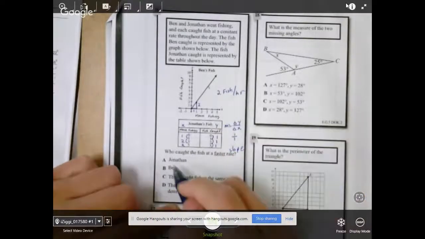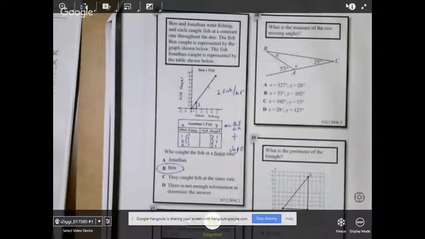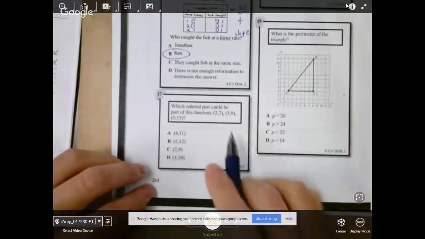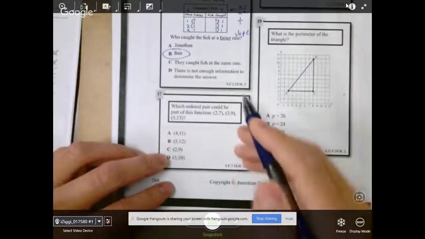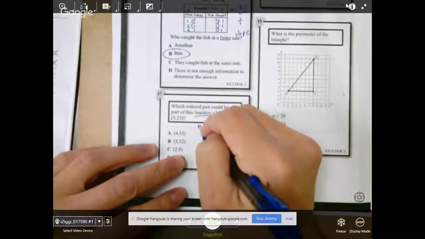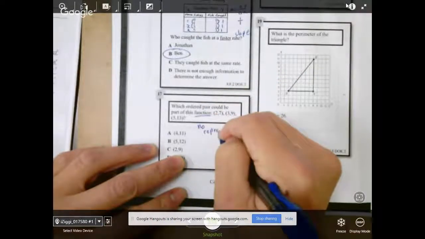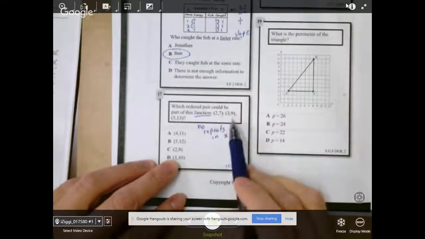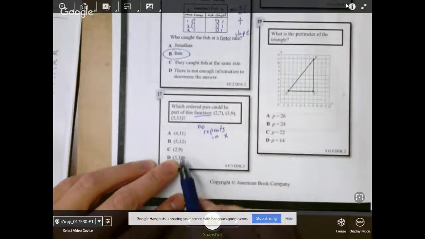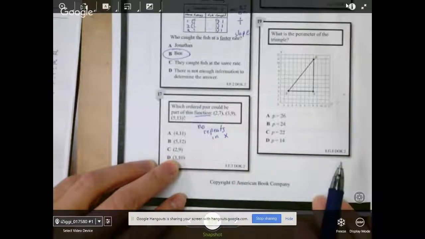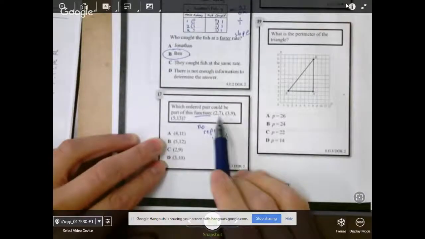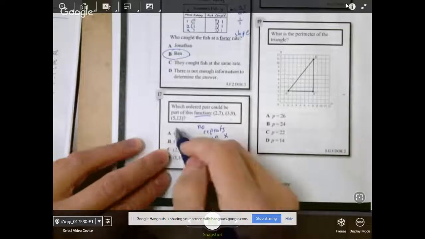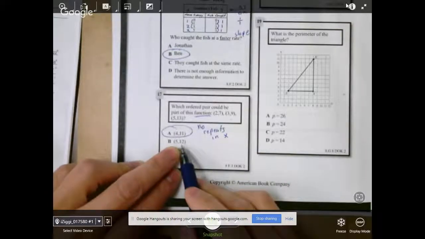All right, number 17, which ordered pair could be part of this function? Okay, so remember for a function, no repeats in x. Okay, so 2, 3, 5. No repeats in x. Now, which one of these, if you add it to that relation, would be a function? Okay, 2, 3, 5, 4. If I threw 4, 11 in there, then the x's still wouldn't repeat. But if I threw a 5, 12 in there, then the 5s would repeat. If I threw a 2, 9 in there, the 2s would repeat. If I threw a 3, 10 in there, the 3s would repeat.